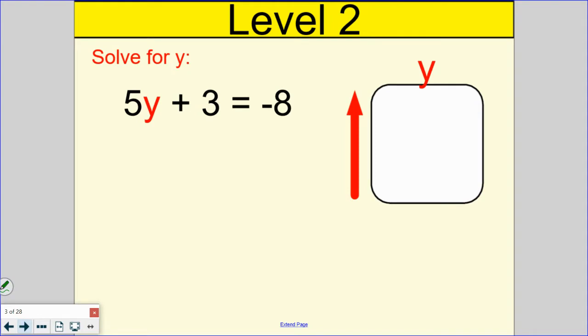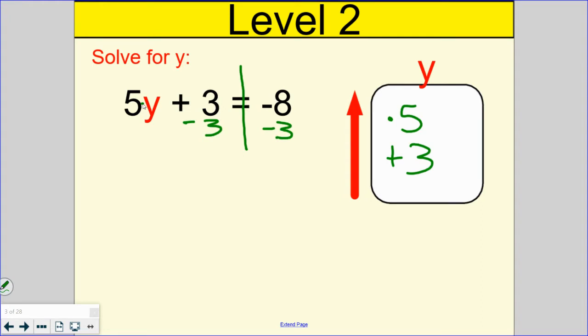On here, what is happening? We're going to solve for y. Here y, again, is being multiplied by 5. But it's also being added with 3. So we want to make sure we do the opposite operations. We want to go backwards. So we're going to start at the bottom here. The opposite of add 3 is subtract 3. We're going to do that first.